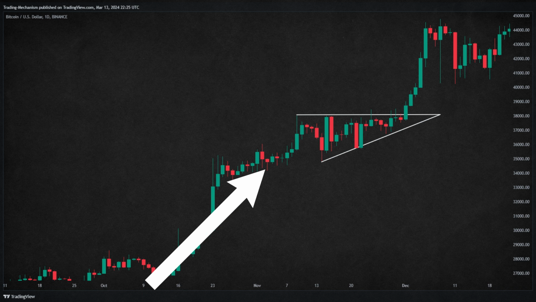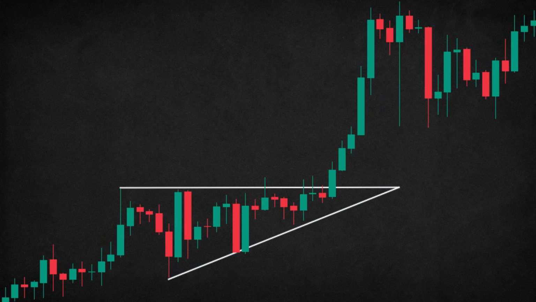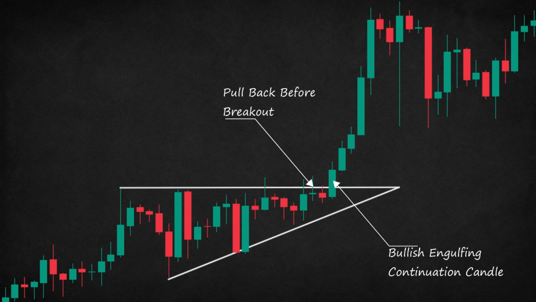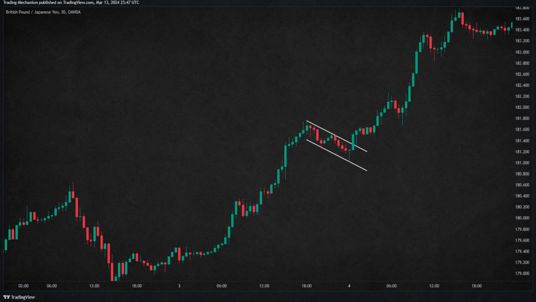In this Bitcoin example, we are observing the daily time frame. The market is currently on an uptrend and an ascending triangle pattern has formed. Before the breakout, there was a pullback and an engulfing continuation candle closed above the upper trend line. This confirms a buy position with a stop loss placed below the swing low and a take profit set at 2 times the stop loss.